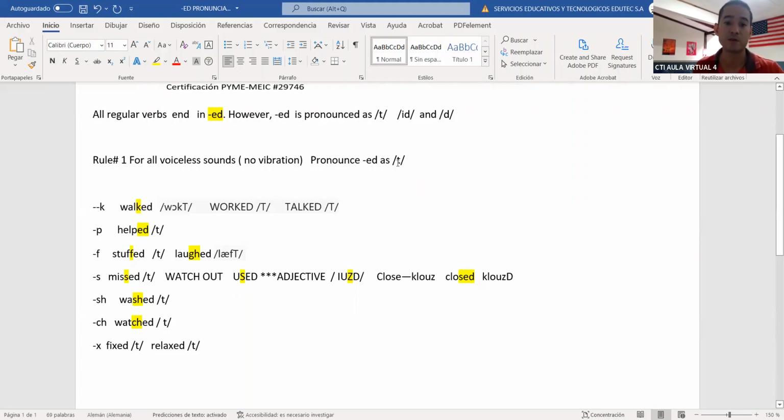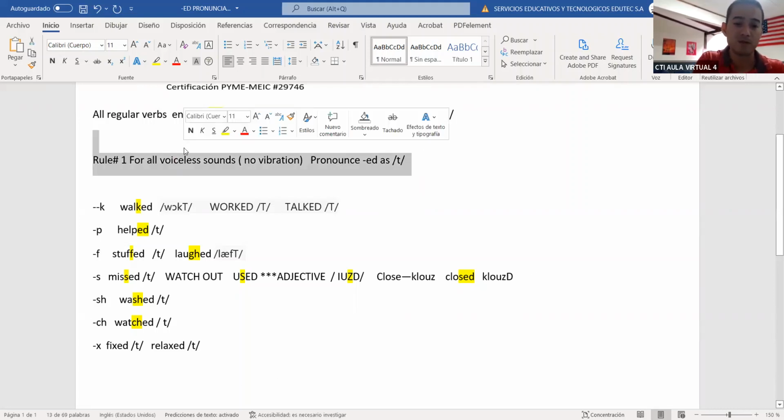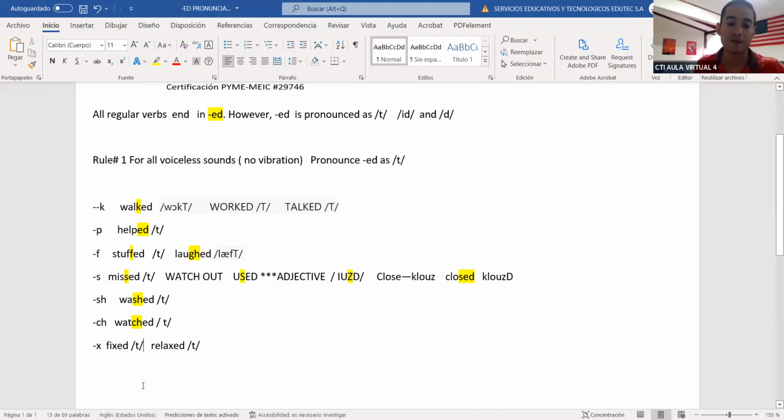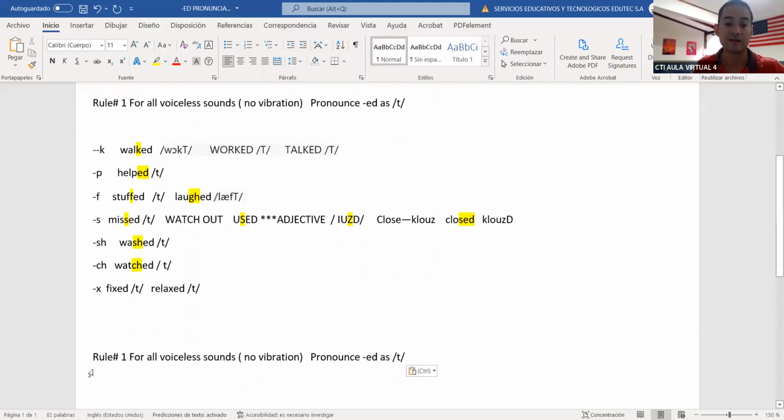Now we have rule number 2, people. Rule number 2 is super simple because rule number 2 only has 2 endings. Rule number 2 is, for example, you're going to pronounce -ed as "id," like the normal -ed. This is an extra syllable, important. So you need to make an extra syllable when you have this pronunciation.